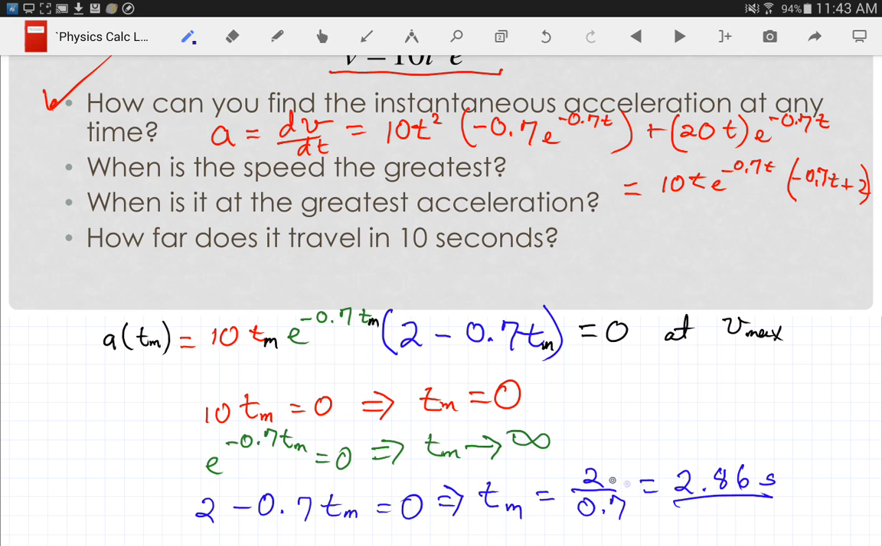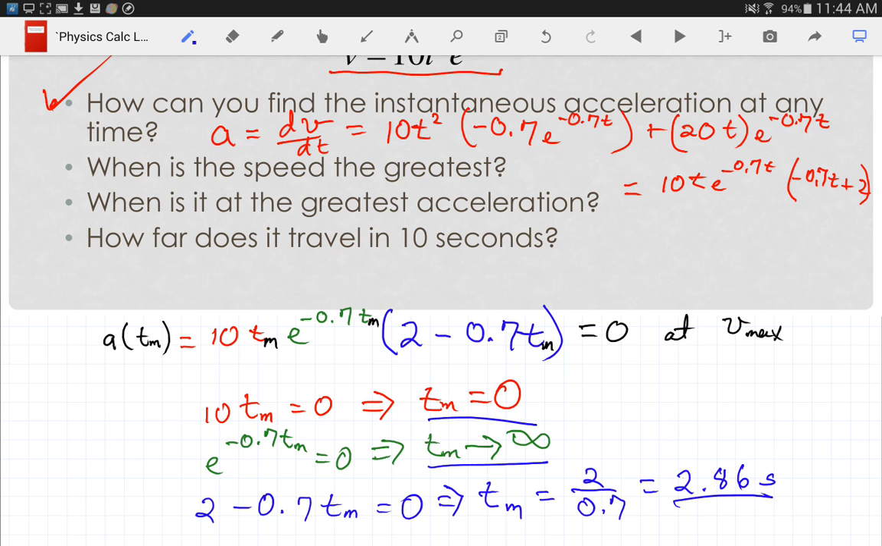So we have 3 possible answers. We know logically that it's not the time equals 0, not the time equals infinity, so it's got to be the 2.86 seconds. But how would we now test that mathematically? Plug them back into the original equation. Okay, we can plug them back into the original equation and see what the values go to.